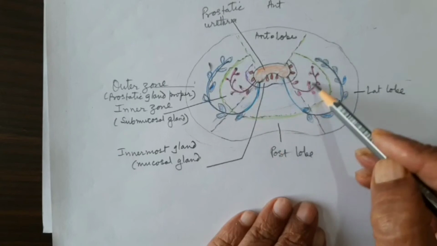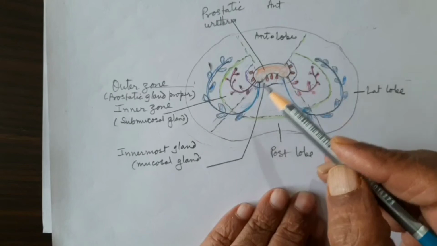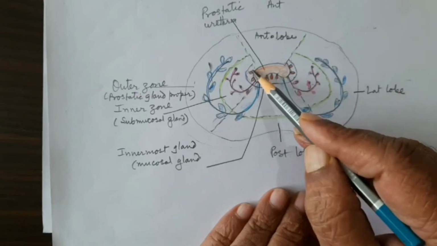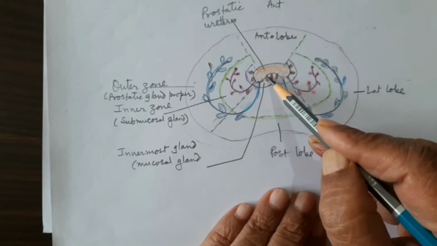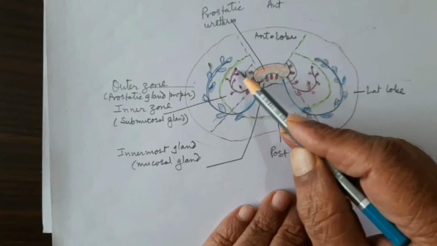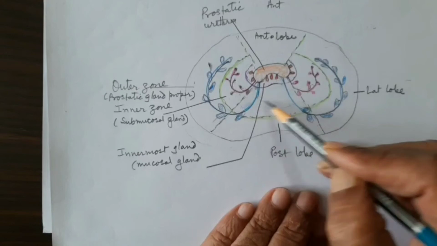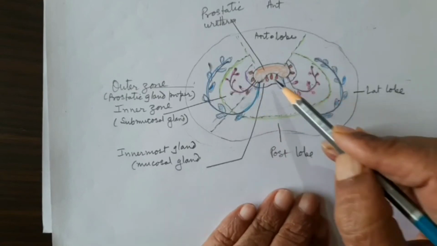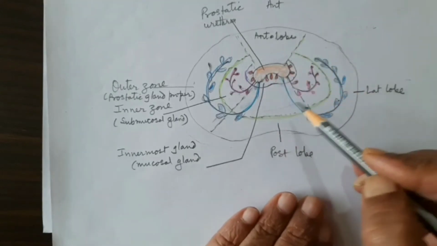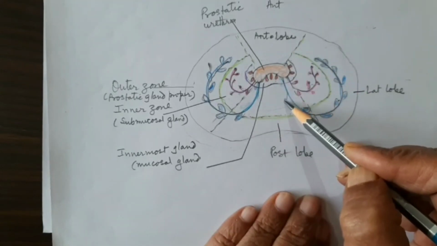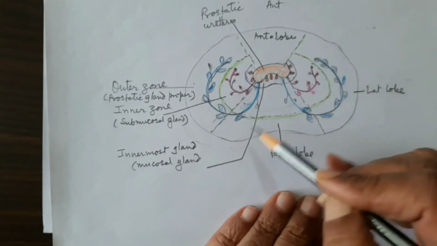Then there are the glands which are in the intermediate zone, and this zone is called the inner zone, because this zone surrounding the prostate is called the innermost zone, where mucosal glands were there. Now the glands which are in the inner zone, this zone is called the submucosal gland, because they lie deep to the mucosa, and none of these glands are going into the anterior lobe. Okay, they are either here in the posterior lobes, or they are in the lateral lobes.